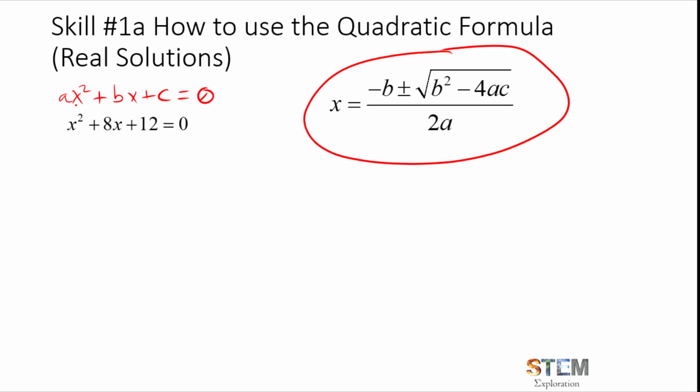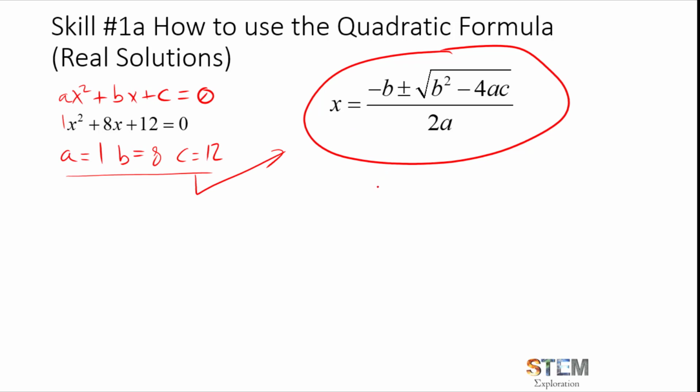So we look at the x squared. The coefficient associated with the x squared must be 1, so a is equal to 1. We look at the x term here, and an 8 is associated with it, so b has to be equal to 8. And the 12 here is our constant, which is our c term, so c is equal to 12. These coefficients are all going to get plugged in to the quadratic formula.